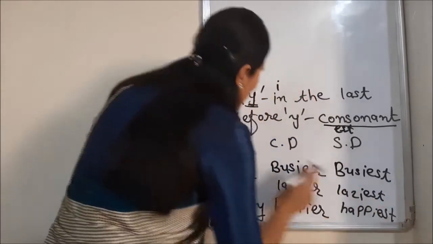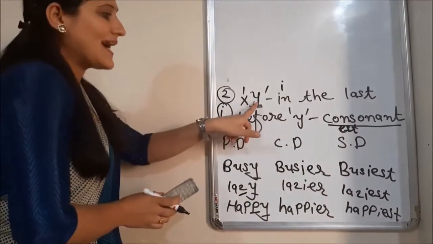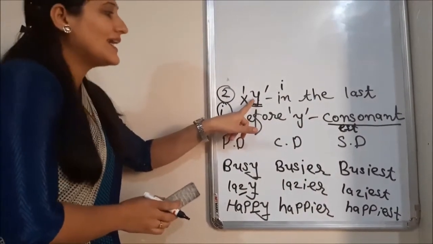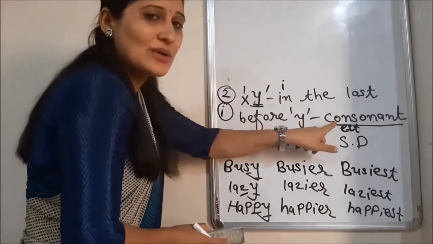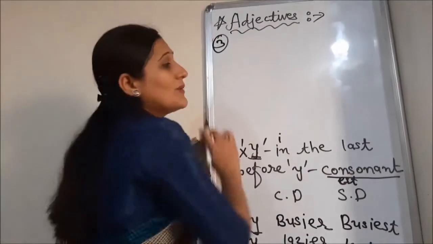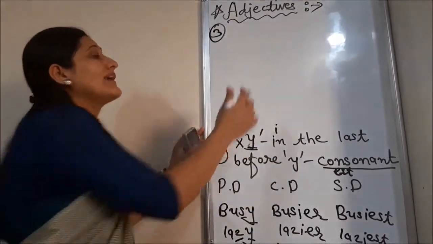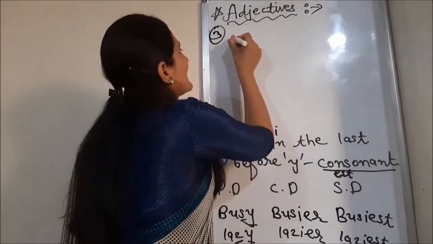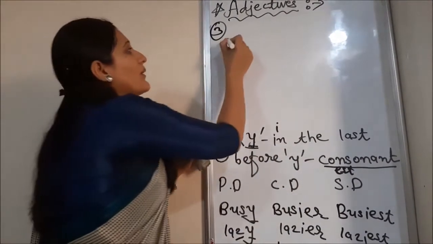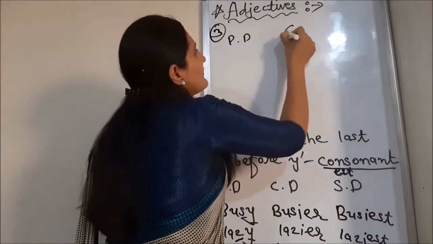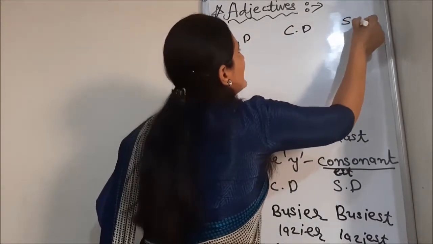This was about the second rule. First there was E in the last, second Y in the last, but before Y there should be a consonant, and third, some adjectives are big. I have discussed that already. That's it. Directly I will talk about positive degree, comparative, and superlative.